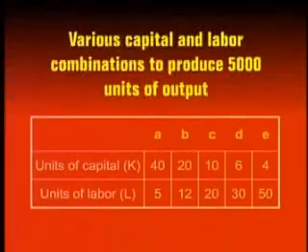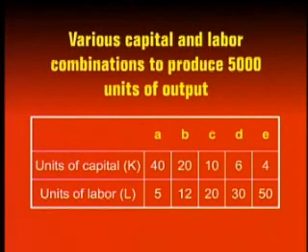Let's use our graphical illustrations to see what isoquants are and what we can understand from them about production decisions, or the decision about the optimum combination of inputs. Let's go to our first slide. Now imagine that our firm wants to produce a certain level of output, say 5,000 units of a particular good.